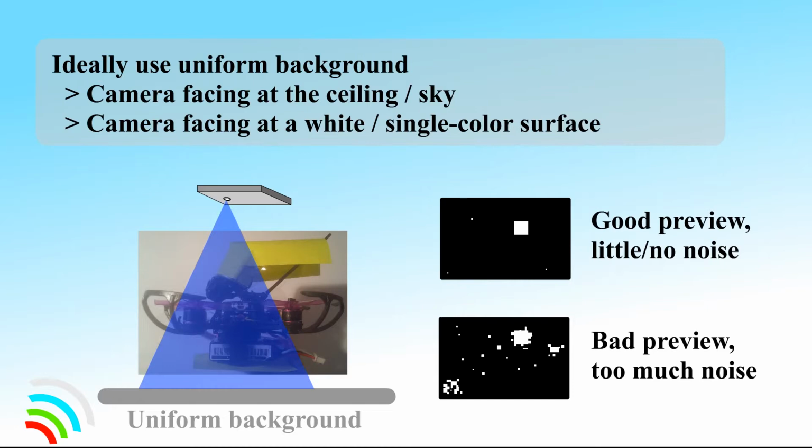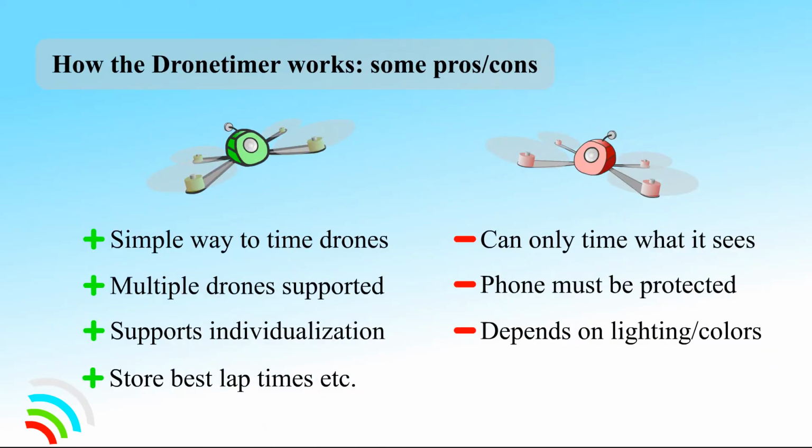Finally, I want to take a quick look at some of the pros and cons of the Dronetimer. As you might already have learned from the previous introduction, the Dronetimer can of course only time what it sees.